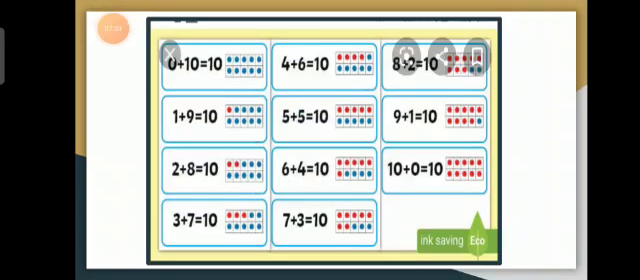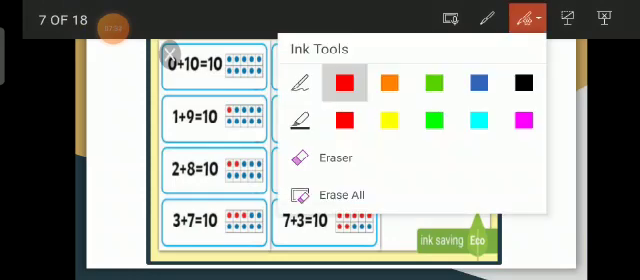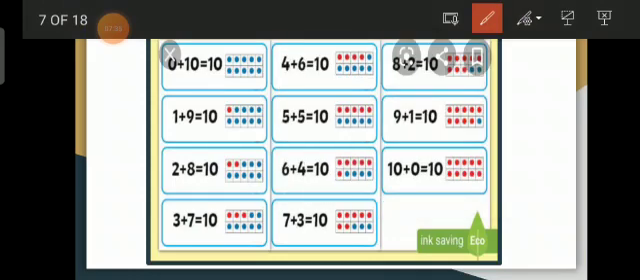Now we have on this slide a 10 frame. Okay, inside the frame we have 2 color circles, that is red and blue. So one by one we are going to solve this. Okay, we are going to count the red circles and the blue circles, and let's see what will be the total. Okay, I am going to solve the first one, that is 0 plus 10 equals 10.